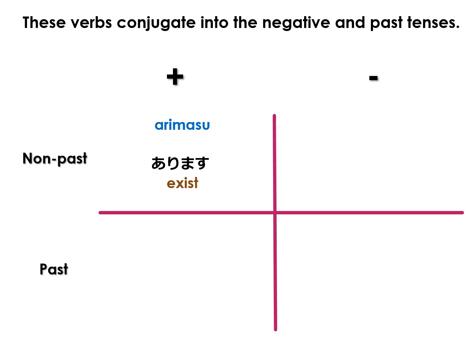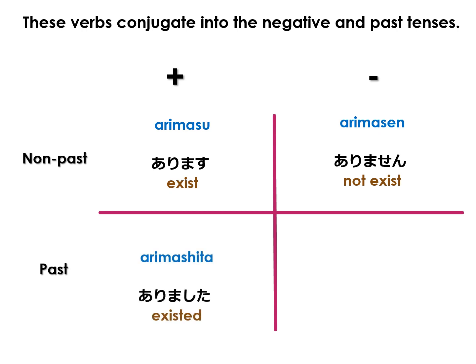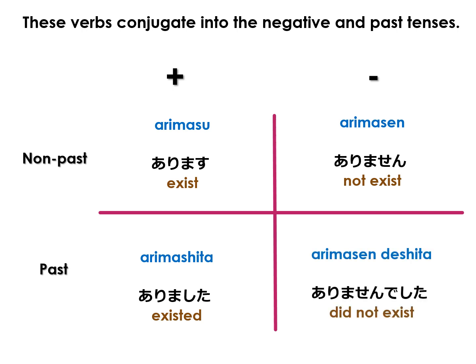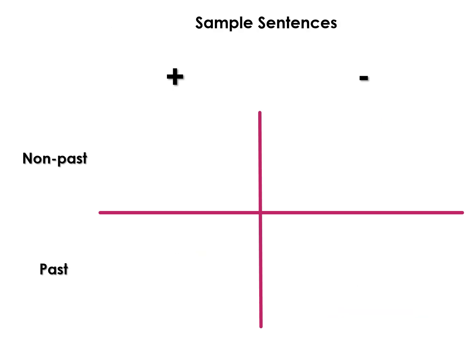Let's see how arimasu conjugates. The negative is arimasen, which means not exist. Past tense of arimasu is arimashita, which means existed. And the past tense of arimasen is arimasen deshita, which means did not exist. Let's look at sample sentences that illustrate these conjugations.